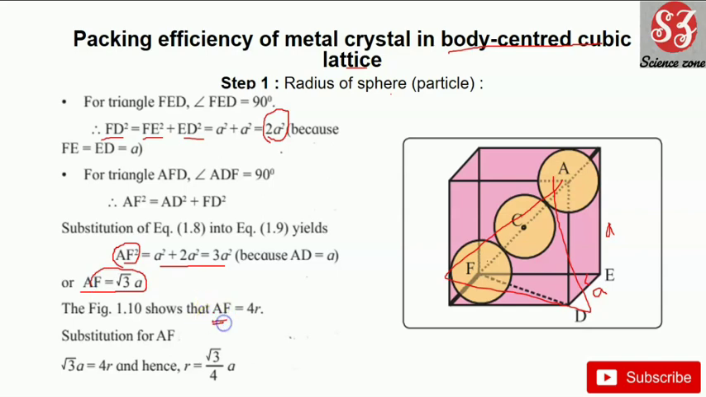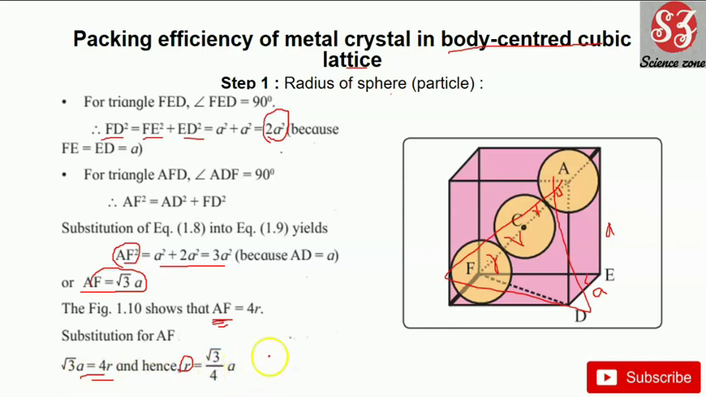Now AF shows me that it is equal to 4R. So can you see AF? So this is R, this is again R, this is again R, and this is again R. So AF shows me that it is equal to 4R, correct? So that means that under root 3A is equal to 4R, correct? Under root 3A equal to 4R. Therefore R equals root 3 by 4A.